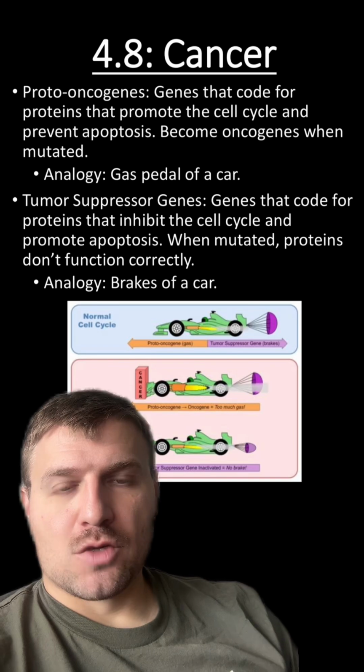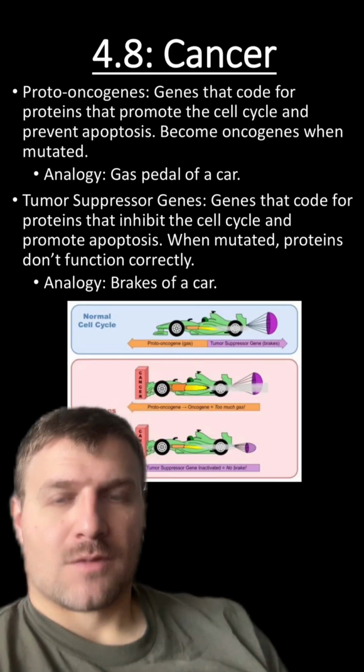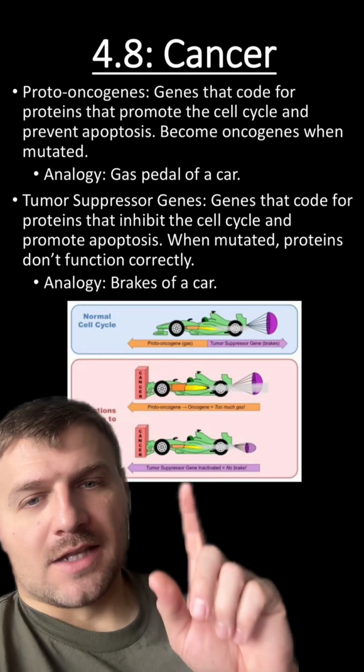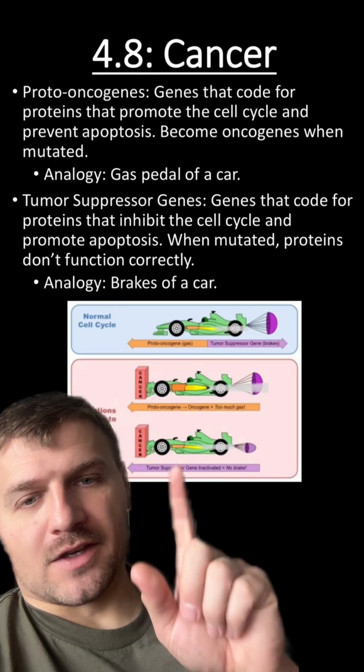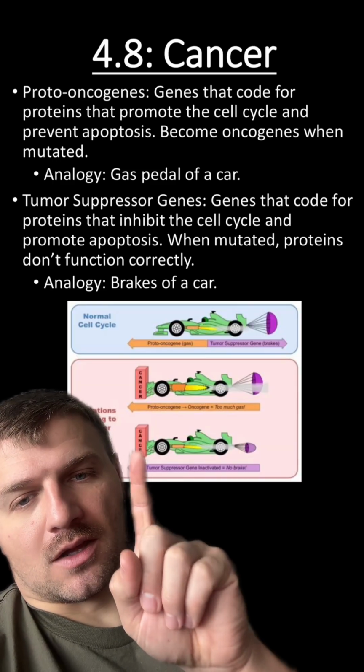On the other hand, tumor suppressor genes are genes that will inhibit the cell from entering mitosis. When these genes are mutated, it's like the brakes of a car not working. Obviously, those brakes won't stop the car from entering mitosis and crashing into this wall of cancer.